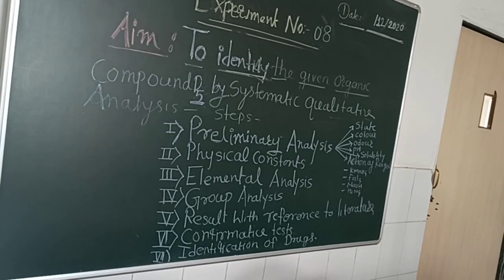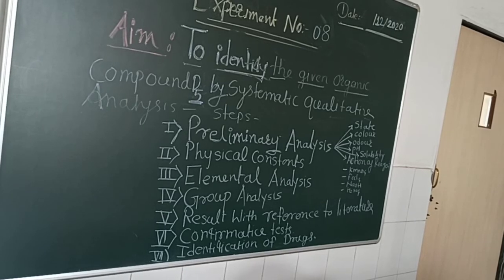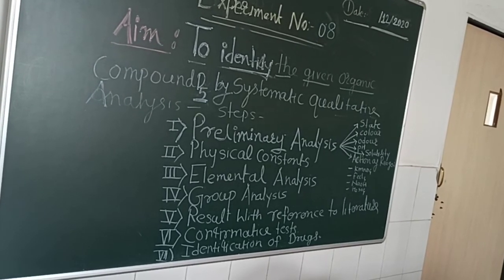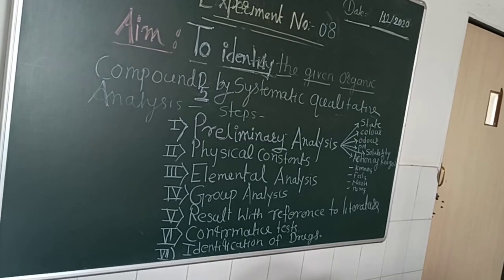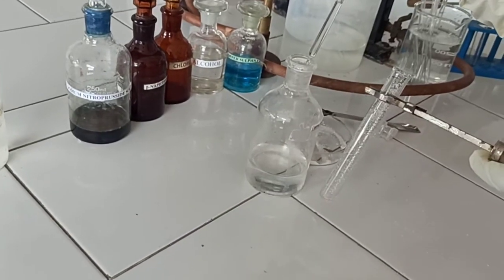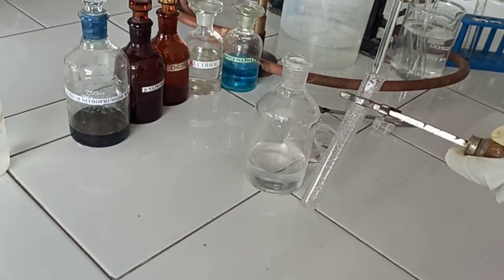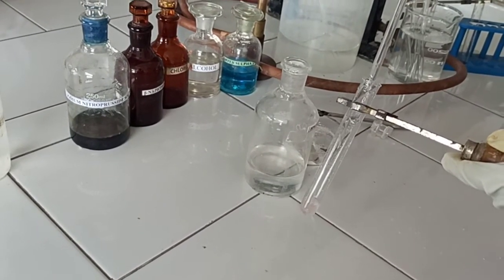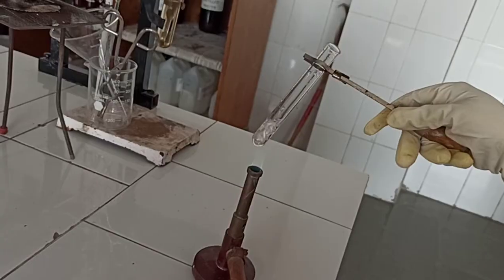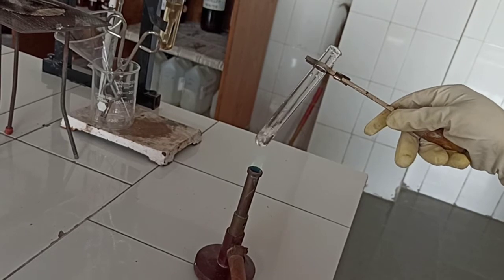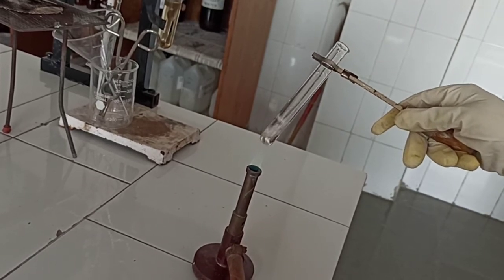As our compound contains carbon, hydrogen, oxygen, nitrogen and it is neutral in nature, we go for the next, that is group analysis. In functional group determination, the first test is with the test sample. We take our sample plus aqueous NaOH solution and heat it. See, there is evolution of ammonia. We feel the smell of ammonia, that means amide is present.